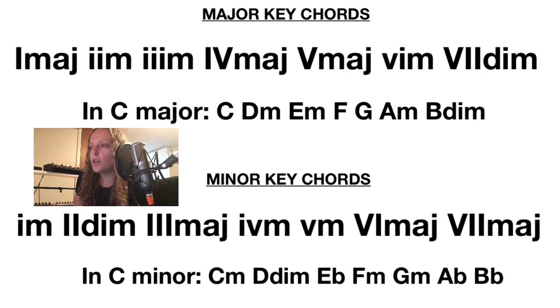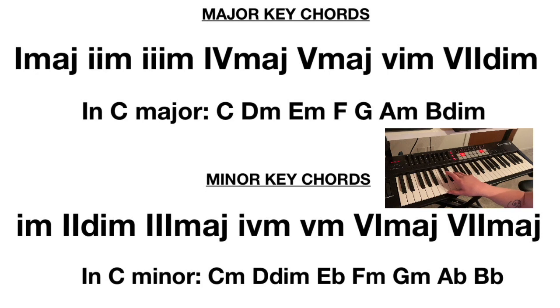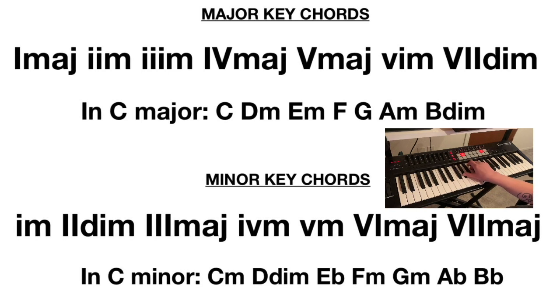So the chords that I chose and plugged in for C minor sound like this. C minor, D diminished, E flat major, F minor, G minor, A flat, and B flat. And that brings us back to C minor again.